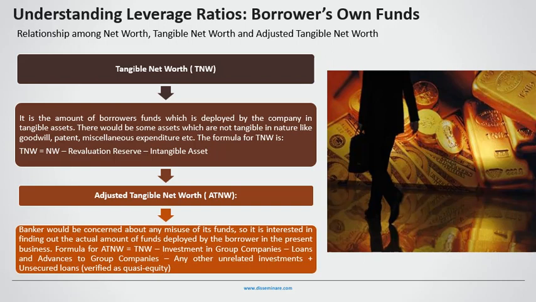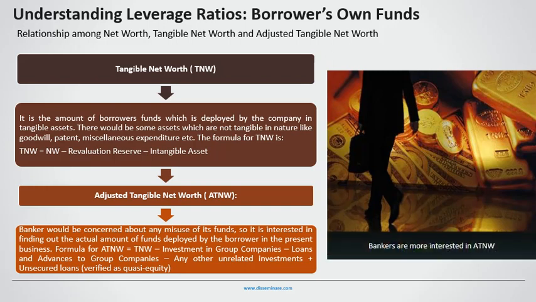The banker would be concerned about any misuse of its funds, so it is interested in finding out the actual amount of funds deployed by the borrower in the present business. The banker, therefore, uses the adjusted tangible net worth, ATNW. The bankers calculate ATNW as TNW less investment in group companies less loans and advances to group companies less any other unrelated investments, plus unsecured loans, verified as quasi equity. The banker's interest is in finding out the borrower's own funds invested only in the present business.